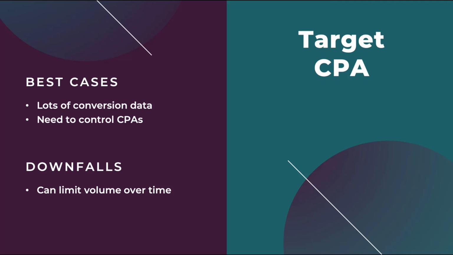The main downfall of target CPA is that even if you do have enough conversion data, this bidding strategy can tend to limit volume over time. As it's trying to hit your target CPA, it will take some chances and generate conversions at a higher cost and some at a lower cost. And for whatever reason, even if it's having an easy time hitting your target, I've always noticed that target CPA ends up lowering volume as time goes on for the campaigns that may have had more volume when they were on a manual bidding strategy.